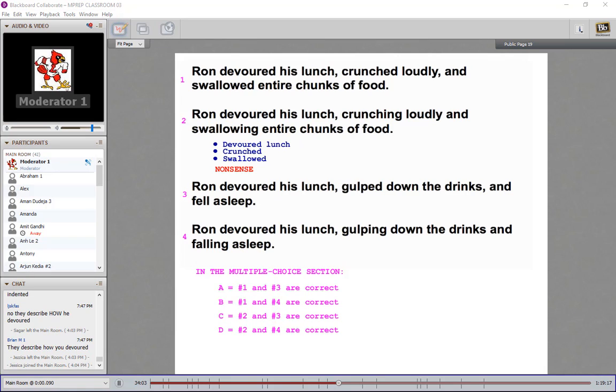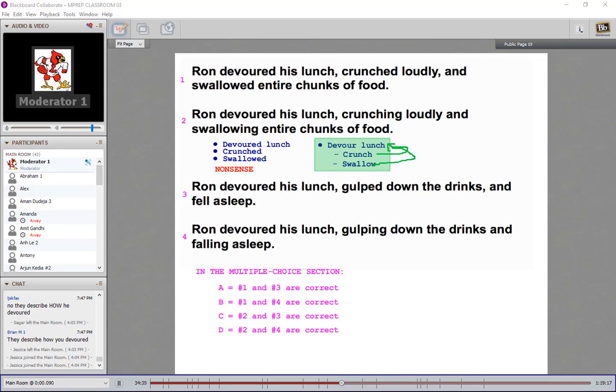So like, yeah, it would be more like devoured lunch. And then as sub-points of that, you have crunch and swallow. Yeah, this is the way you would make that slide. Give me a smiley face, if that makes sense. You can give the other face if it doesn't, but hopefully it does. These two things are descriptions of that. These two are. Yeah, you bet they are.